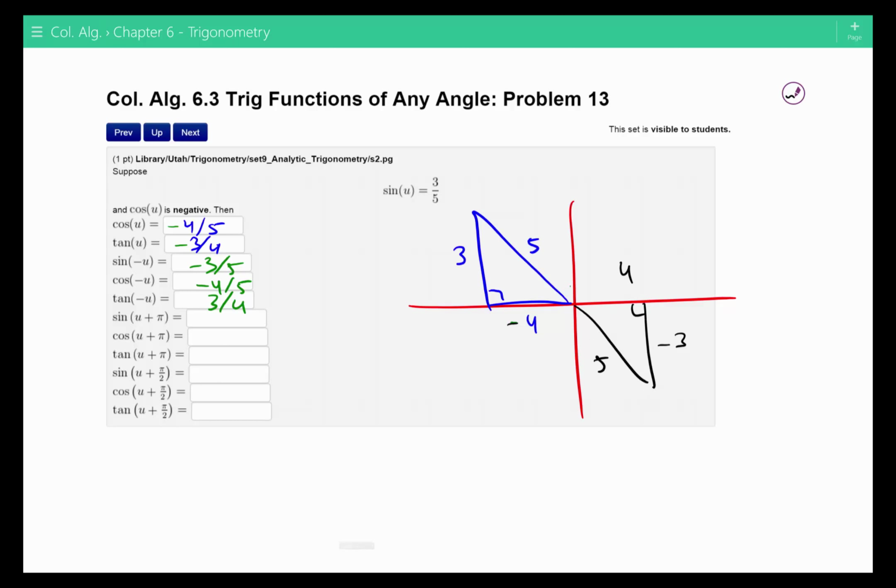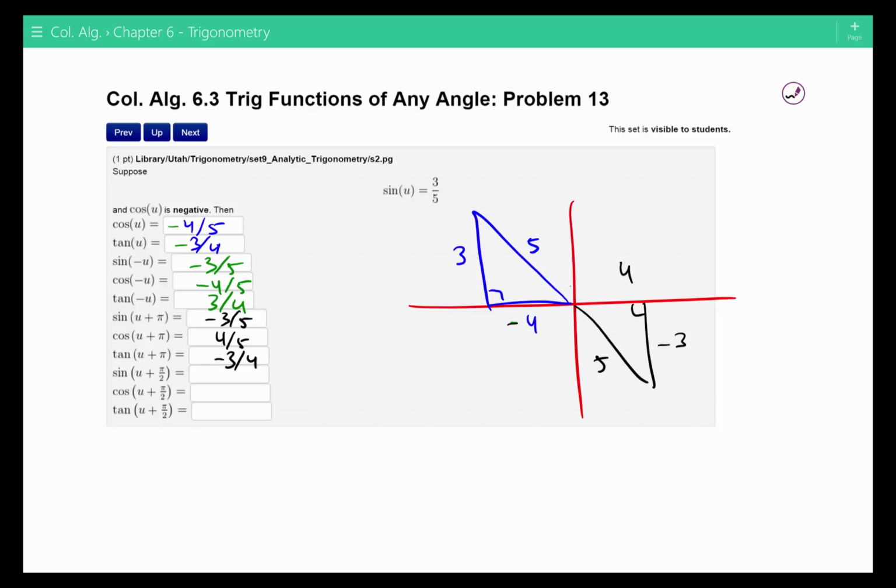Now the sine of that angle u plus pi would give me opposite over hypotenuse, so it would be -3 over 5. The cosine is now adjacent over hypotenuse, so that's positive now, 4/5. The tangent is opposite over adjacent, so that'd be negative 3 over 4. Okay, the next one then wants us to just add 90.